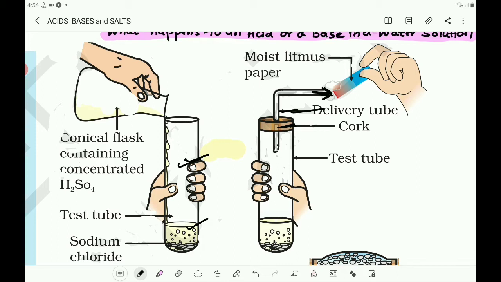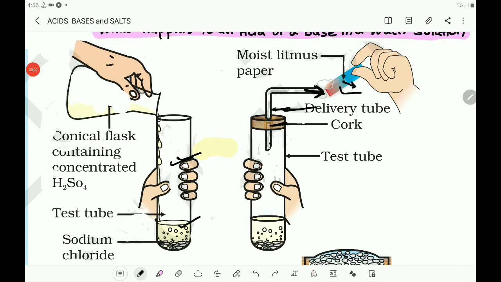There is no change in color of the dry blue litmus paper. Take a dry blue litmus paper, hold it in the HCl, but there is no change in the color of the litmus paper, even though HCl is an acid. You know that acid changes the blue litmus into red color, but even though HCl is an acid, it does not change the color of the blue litmus.